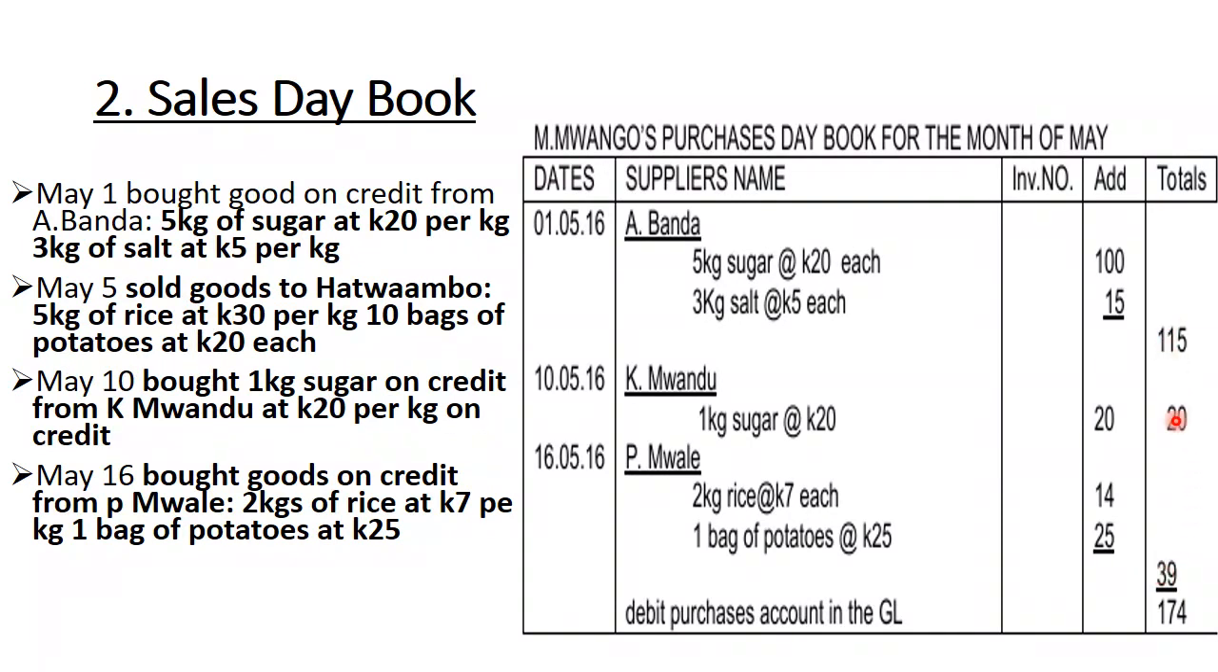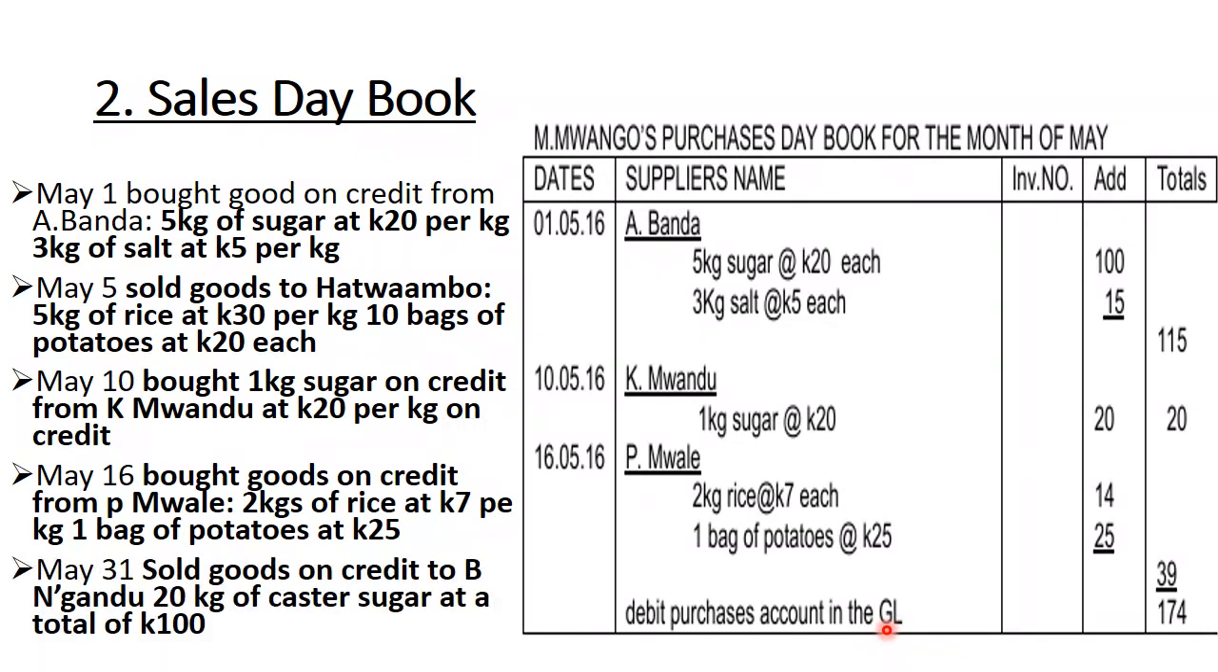Okay, so now we can add the total and we're going to get 74. So this is the amount that is going to be on the debit side of the purchases account in the general ledger. Then there's a last transaction which is about sales, which is not going to participate in the purchases. So we are done with the purchases daybook.